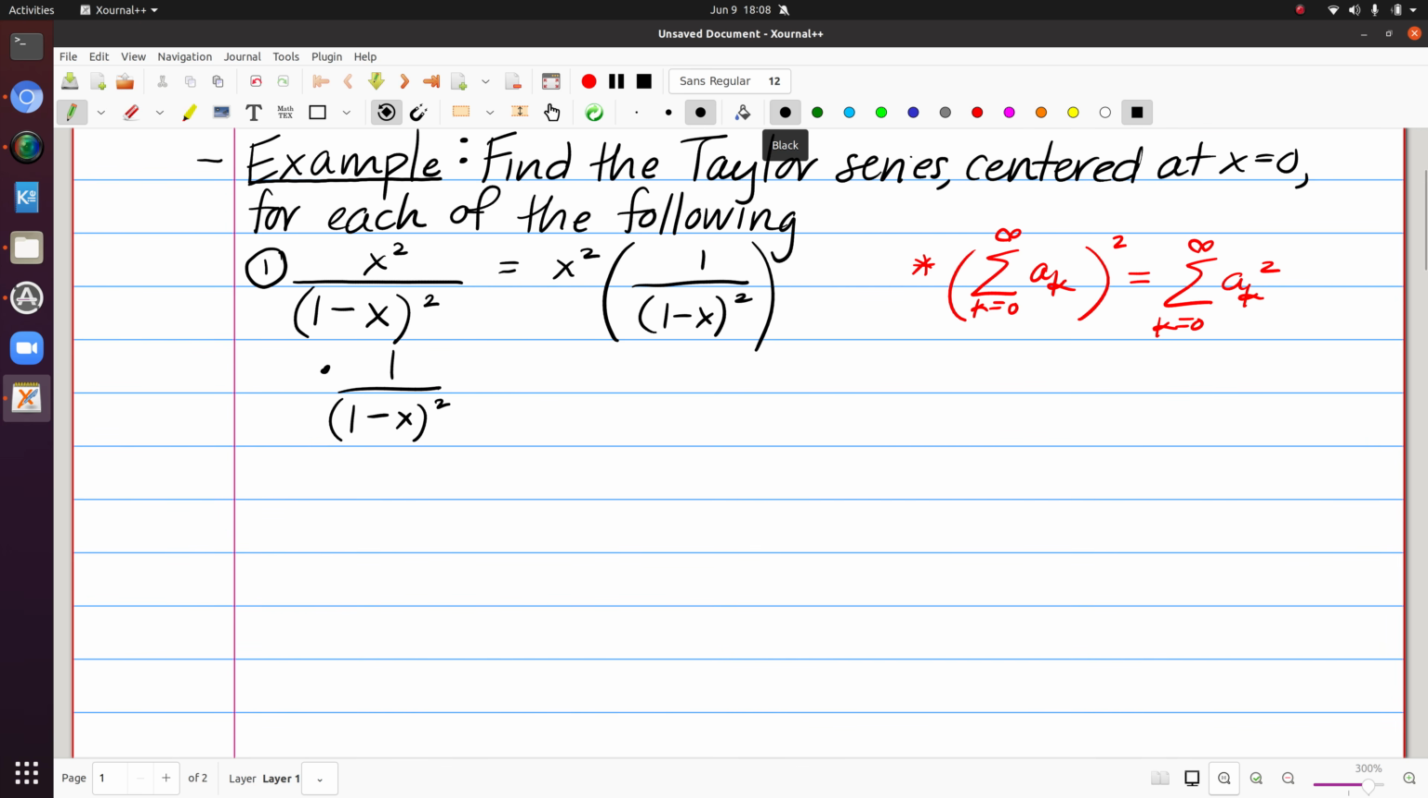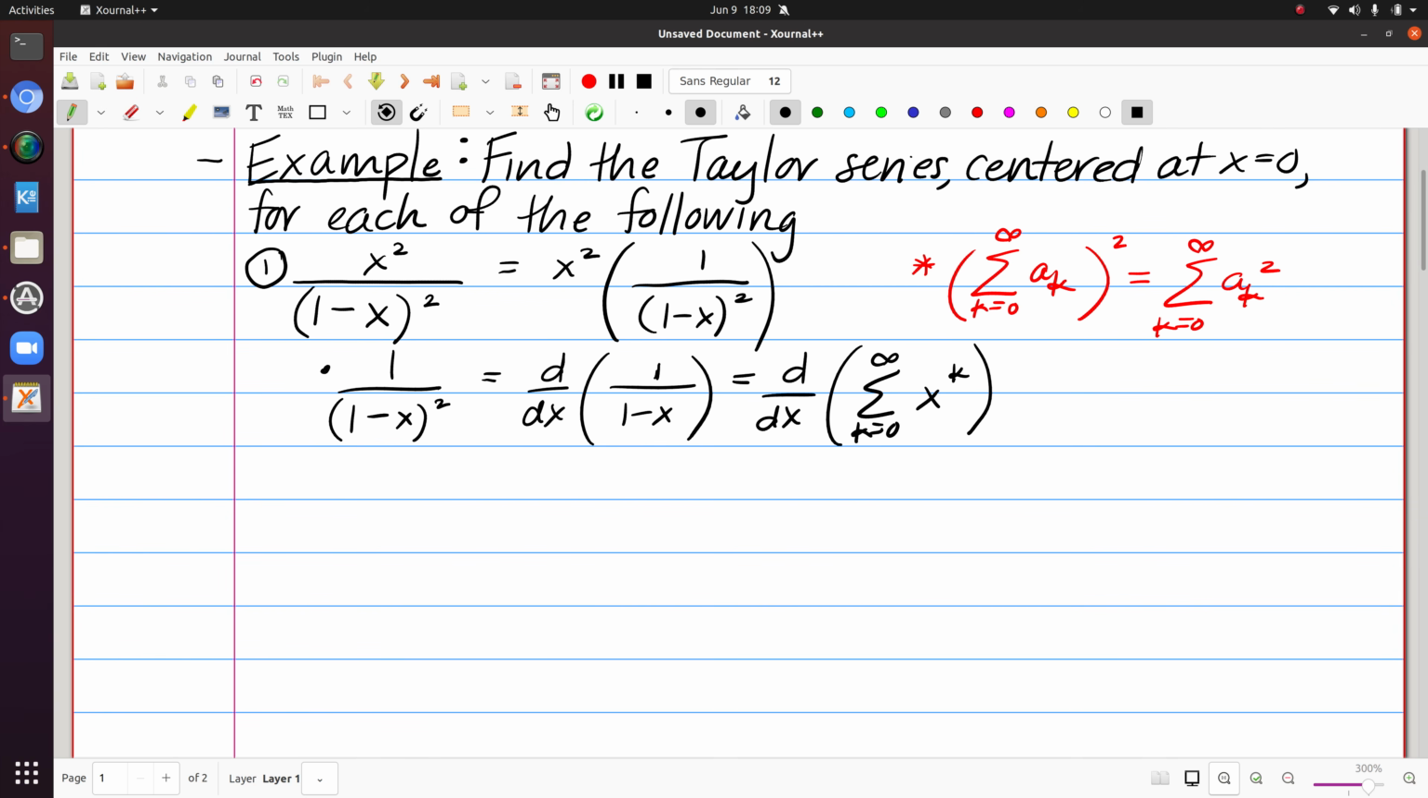But another way I can relate this function to 1 over 1 minus x is by observing that this is actually just the derivative of 1 over 1 minus x. This is preferable here because we know how to deal with differentiation with series. So in this case, I'm going to replace 1 over 1 minus x with its series representation. If you recall, that's just the sum of x to the k from k equals 0 to infinity. And then we want to just differentiate this. So the terms now become k x to the k minus 1.